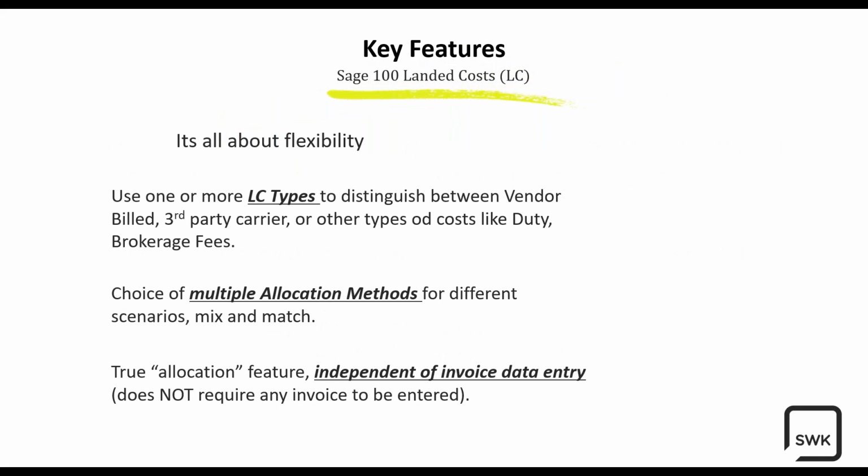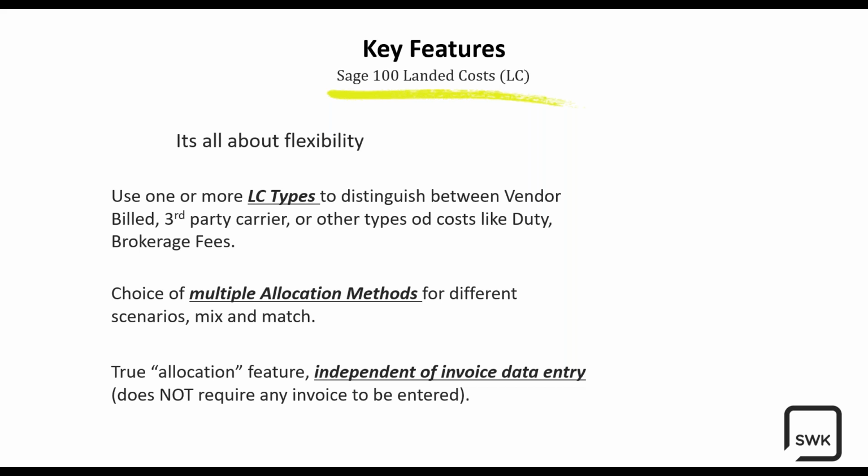Some of the key features of landed cost is, it's all about flexibility. So with landed cost, we can have more than one type of cost identifier. So you can use that to distinguish between, say, vendor billed, freight, or third-party carriers, duty, brokerage, or other types of cost that you may have in your environment. And there's also flexibility with landed cost because each one of these types can have its own calculation method. So we'll see that once we get into the demo, but there's different choices for the methods, and we can mix and match those. So flexibility with that.